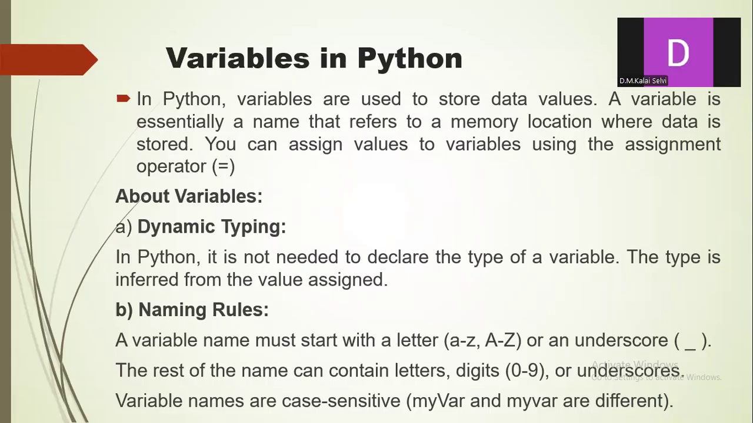Naming rules. As with all programming languages, the variable name should start with an underscore or an alphabet, and the rest can be a combination of letters, digits, and underscores. Variable names are also case sensitive.